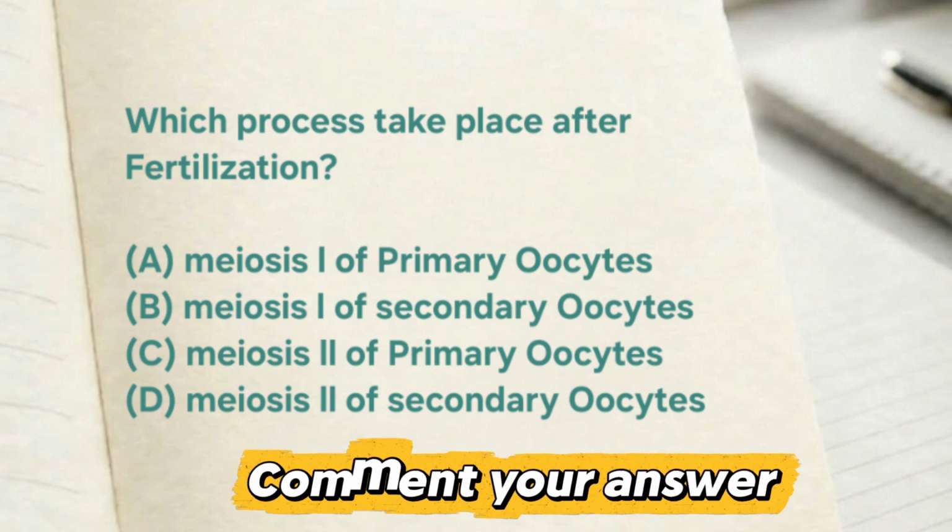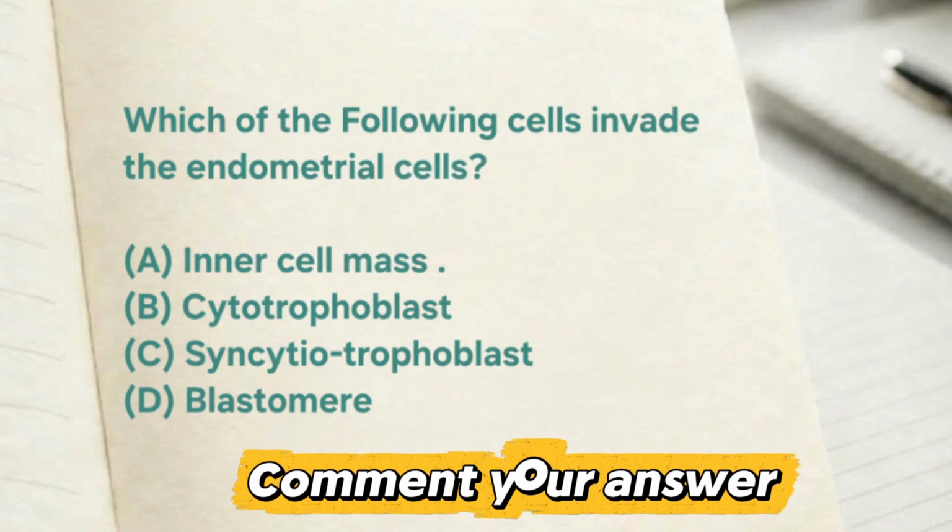Comment down your answer. Which of the following cells invade the endometrial cells? Option A, inner cell mass. Option B, cytotrophoblast. Option C, syncytiotrophoblast. Option D, blastomere.